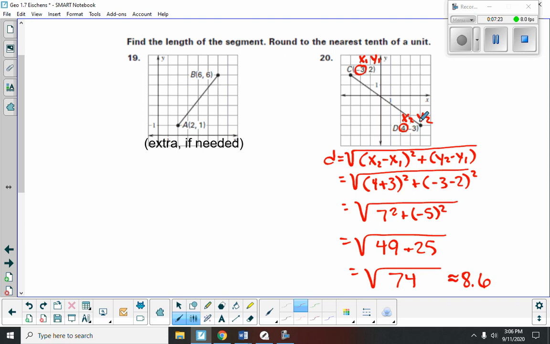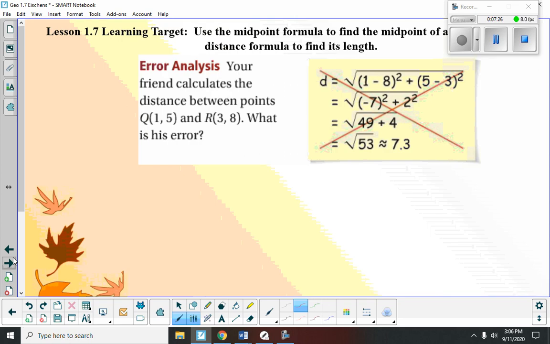Alrighty, let's look at the next problem. Here it says, your friend calculates the distance between the points (1, 5) and (3, 8). What is his error? So if we'll recall, this is subtracting the x's, x sub 2 minus x sub 1. And then here we're supposed to be subtracting the y's. So the x's are 1 and 3. Oh, that's not what they did. They subtracted one of the y's right there. And then the y's are 5 and 8. So they mixed up an x and a y. So let's do that the right way.